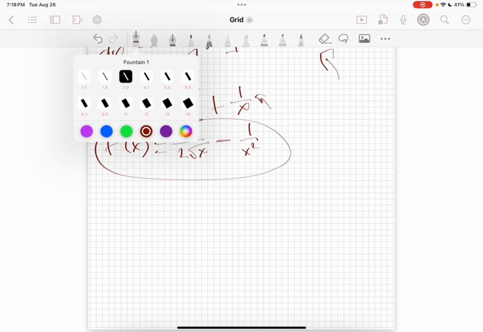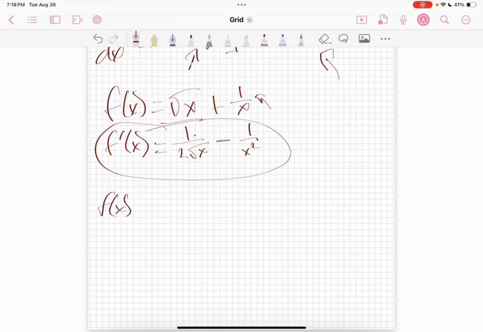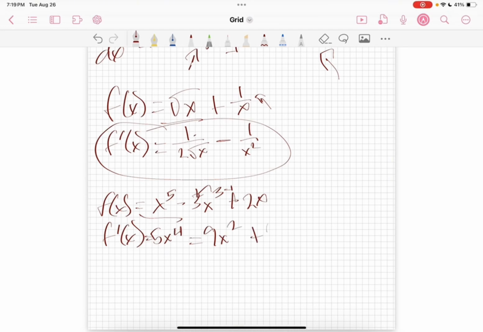Lastly, we have f of x equals x to the power of 5 minus 3x cubed plus 2x. Same process, find the derivative of each. x to the power of 5 is 5x to the power of 4, minus 3 times 3, 9, 3 minus 1, x squared, plus 2. Get rid of x. And f prime of x, that is our answer for example number 5. So basically we just differentiate each term individually and then add or subtract as shown.